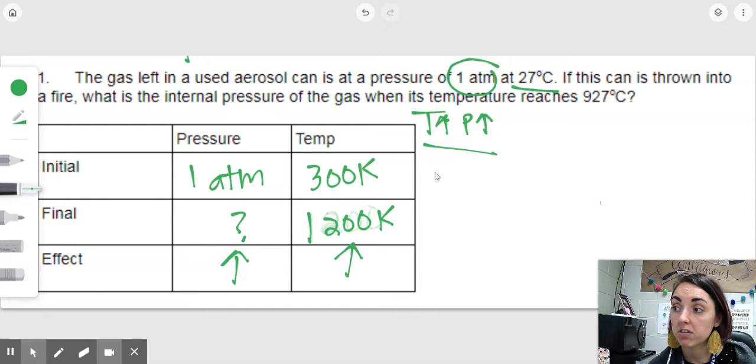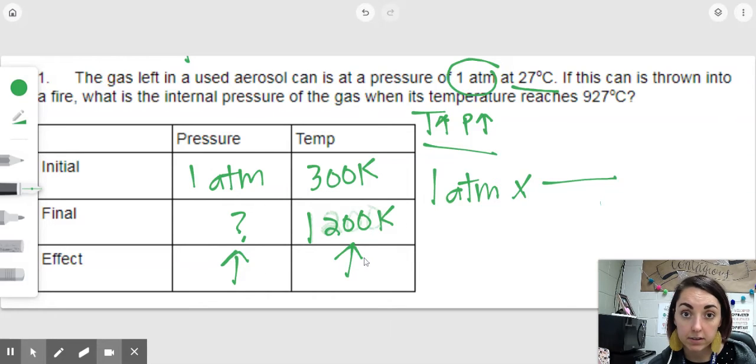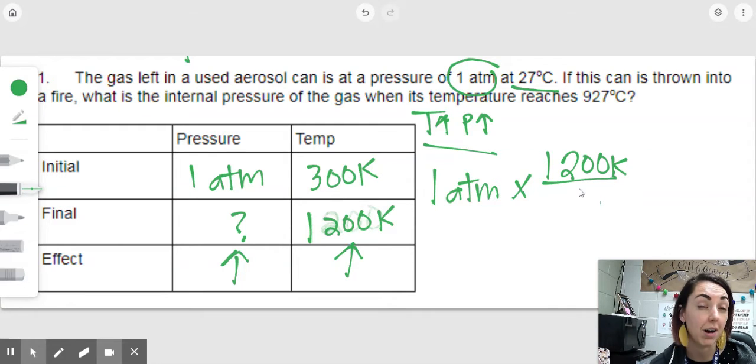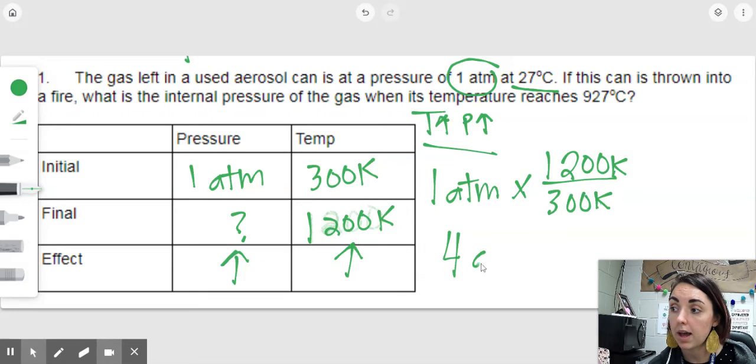So to find out my new pressure, I'm going to take my initial pressure and I'm going to multiply that by my temperature ratio. Since I need my pressure to go up, I need to put the bigger number on top. So putting the bigger temperature on top is going to make my pressure go up. So I need to make sure that my math matches my IFE table. So if I put that in my calculator, 1 atmosphere times 1200 Kelvin over 300 Kelvin, I'm going to come up with 4 atmospheres. And lucky for me, that works out.